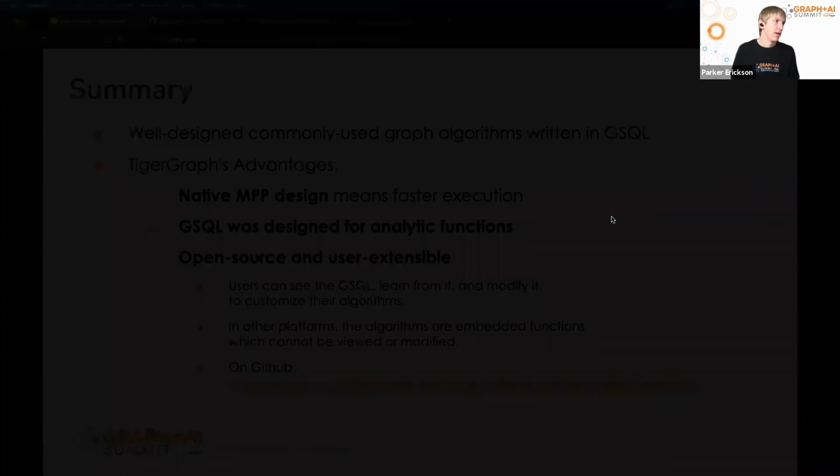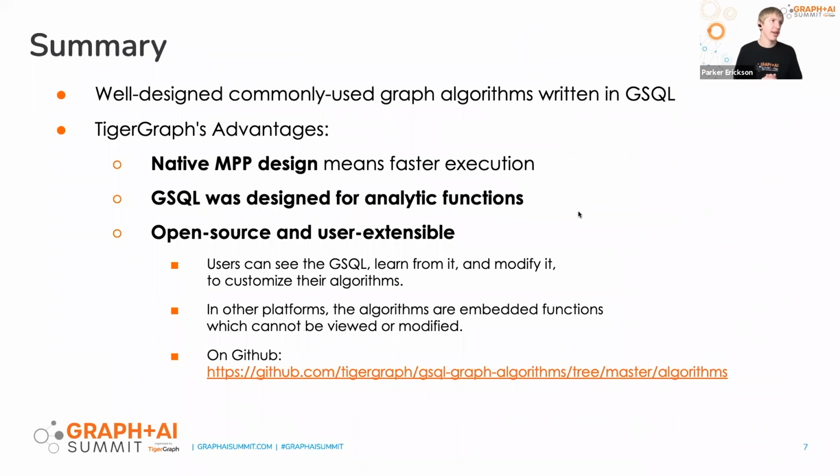So, a summary on this: all these graph algorithms are written in GSQL, open source and modifiable by you, the developers, all available on that GitHub page that we just saw. This utilizes TigerGraph's advantages of being massively parallel processing in its nature and faster execution times, as well as distributed across a cluster of compute nodes. And GSQL is designed for executing these types of queries.